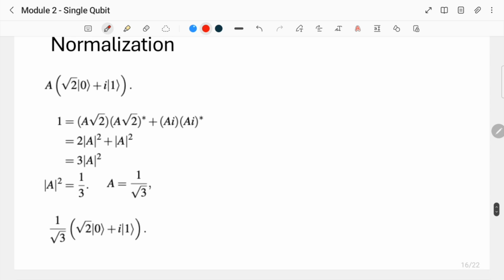Here we talk about normalization. We discussed how in the Bloch sphere everything has to be of equal radius. That is because, if you remember, the probability always lies between 0 and 1, and the total probability must always be equal to 1.